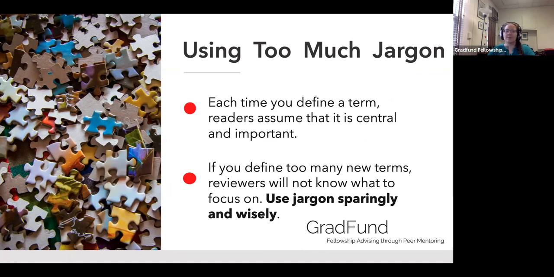So if you define terms that don't actually come up very many times, or that aren't really central to your argument, your readers are going to end up being confused, because they're going to say, hey, wait, you defined that term, that's really important, I should think about this. This is going to come up more. And if it doesn't, they're going to constantly keep looking for it. And on the other hand, if you define too many new terms, the reviewers won't know what to focus on. So try to use jargon sparingly and wisely.